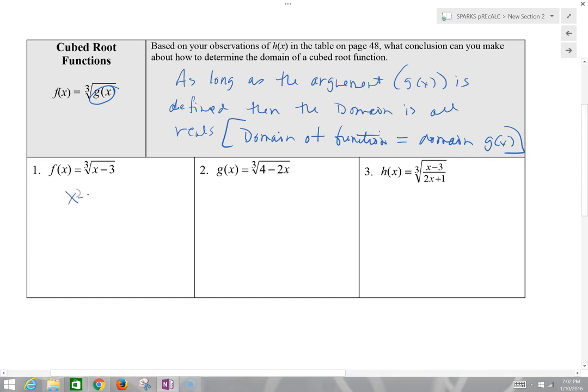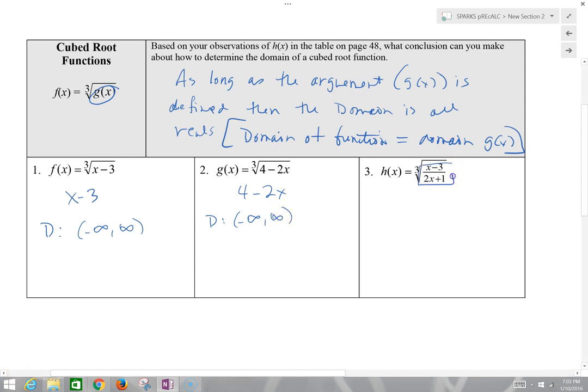So where is x minus 3 defined? That is a line, defined everywhere. So the domain is negative infinity to positive infinity, all reals. This one, where is 4 minus 2x defined? Everywhere. Again, that's another line. So the domain is negative infinity to positive infinity.